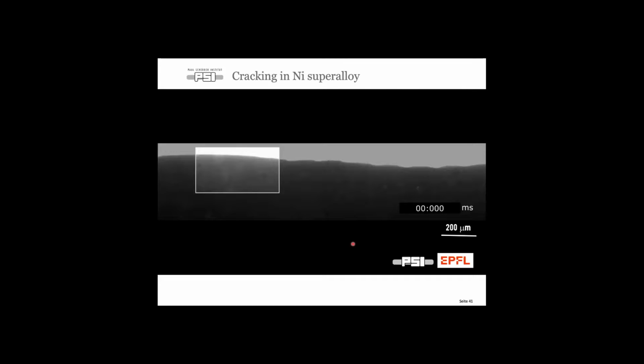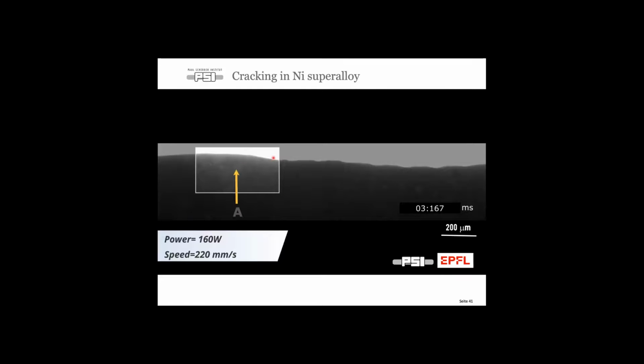So I will show you a few radiographs as a function of time, and I want you to focus here on this area. The laser beam will come here from the left, and you will see a bit of the melt pool, so a shadow of the melt pool here that is going from left to right, and then a crack will be created here in the middle of the sample when the laser beam is already further away. So here is this melt pool moving, and you can see the formation of the crack here, which was not there before.